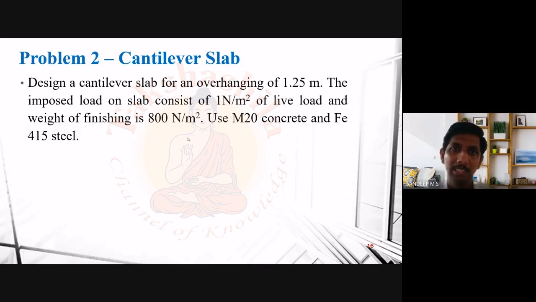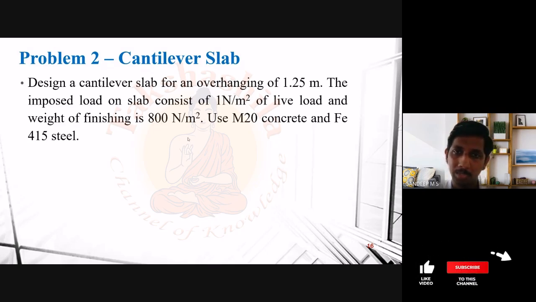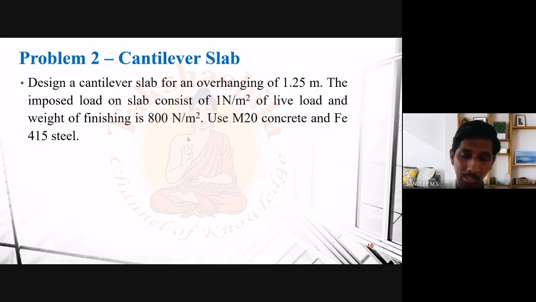So the main thing again remains the same here also. That is, when we have a cantilever, the tension will be on the top side. When the load is acting from top to bottom, the tension will be on the top side and compression will be on the bottom side. So when you design for flexure, you have to provide that reinforcement on the top side, not on the bottom part of your slab. So that is the main thing. Anyway, let's take up this problem.